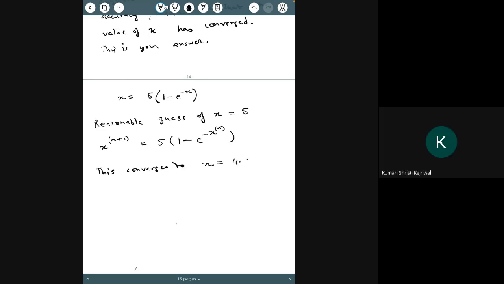Ma'am, in place of xn, we'll write 5. And then whatever answer you get, next time you put that in place of xn. This should converge to something like this value, 4.965. This is also sensitive to how many decimal places you keep at every step, etc.